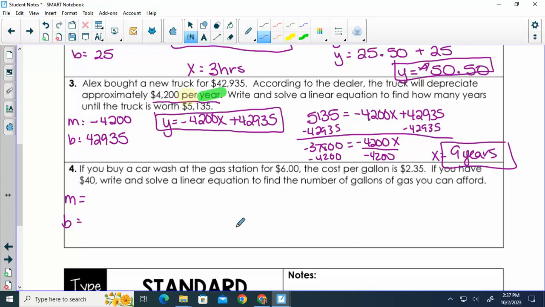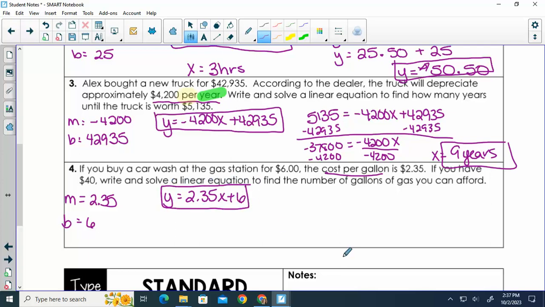Okay. So we buy a car wash at the gas station for $6. And then the cost per gallon is $2.35. So cost per gallon, that's my slope. So my slope is 2.35. My y-intercept, the one-time thing, was the 6. So the equation is y equals 2.35x plus 6.